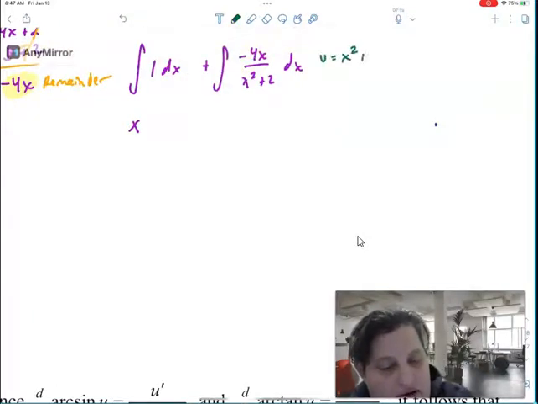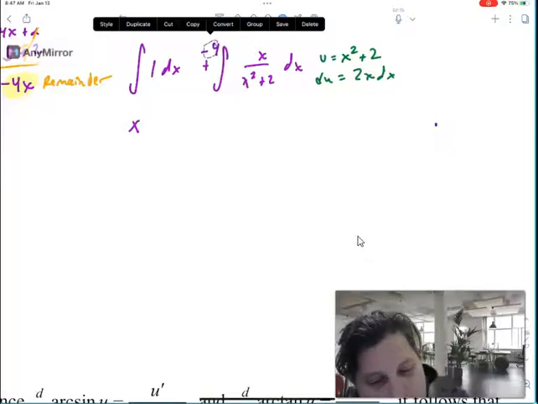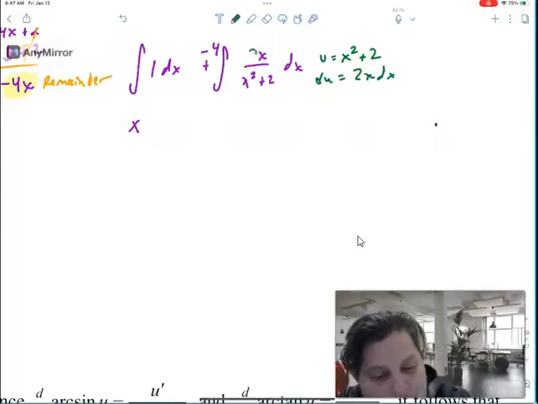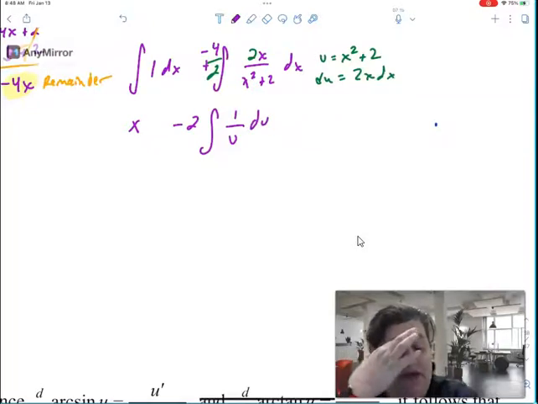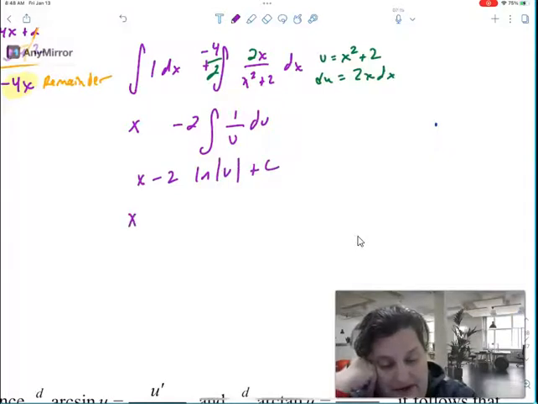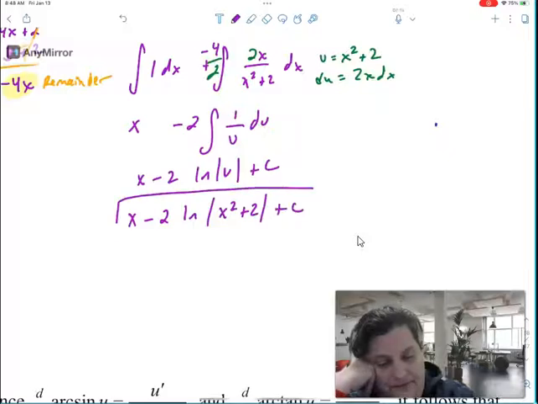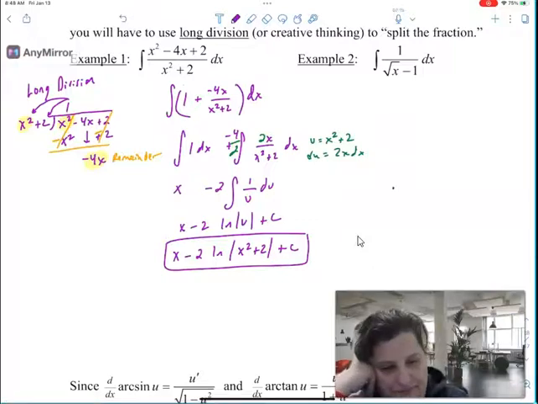So if u is x squared plus 2, du is 2x dx. Now I have this negative 4. This is how I like to do it; I know some of you do it differently. I'll move the negative 4 out and put a 2 there because that's what I want, over 2. That gives me minus 2 and then the integral of 1 over u du. So this ends up being x minus 2 ln u, and I can write that as x minus 2 ln of x squared plus 2. So that's one way we can do things. It's called long division.